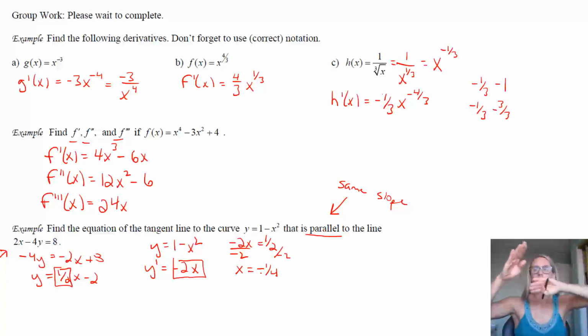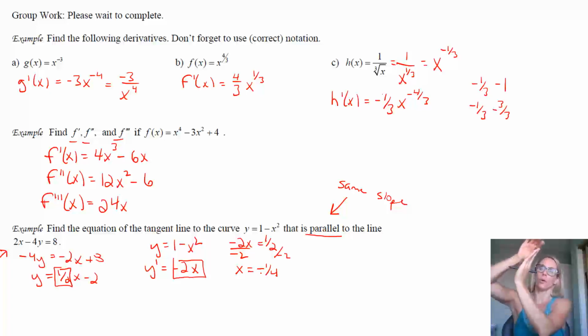So you should think about that. That's an upside down parabola that's just shifted up by 1 because it's the same as negative x squared plus 1. And at negative 1/4, there's a tangent line. And that tangent line has a slope that is parallel to this line, y equals 1/2 x minus 2, which will be down here. So these two lines are now parallel.